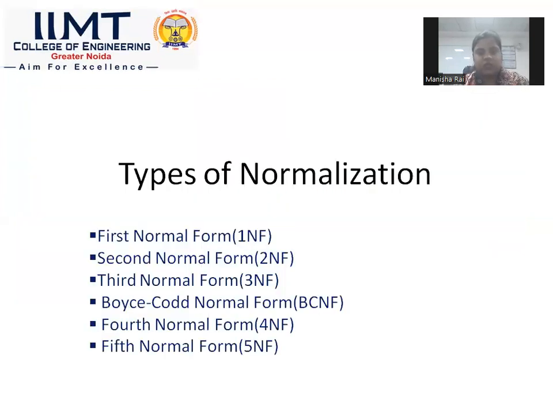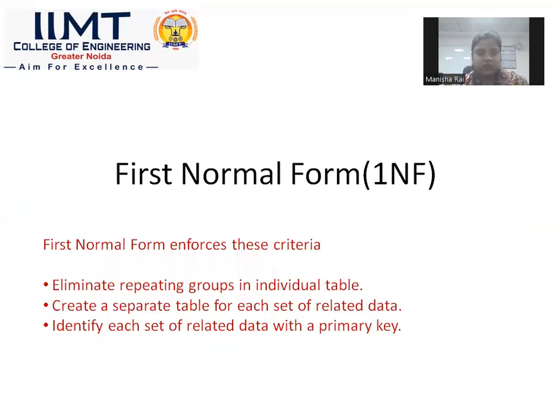Now, normalization is further divided into some more categories: first normal form, second normal form, third normal form, Boyce-Codd normal form, fourth normal form, and fifth normal form. One by one, we will try to understand all these forms with proper explanation. To start with, the first normal form. A table is in first normal form when it fulfills some criteria. In first normal form, data should be represented in an atomic manner.